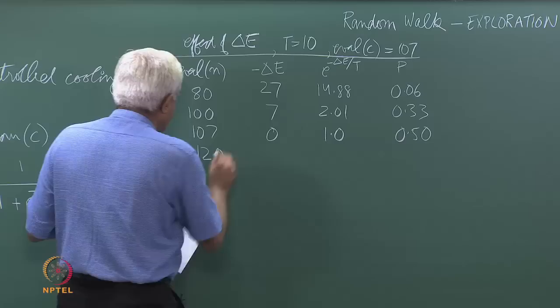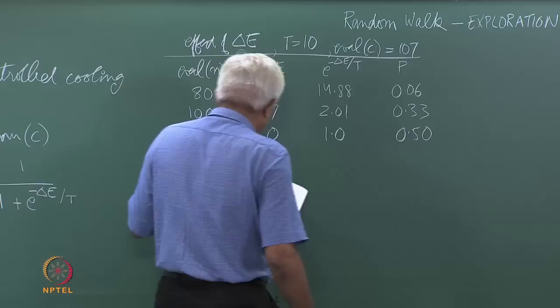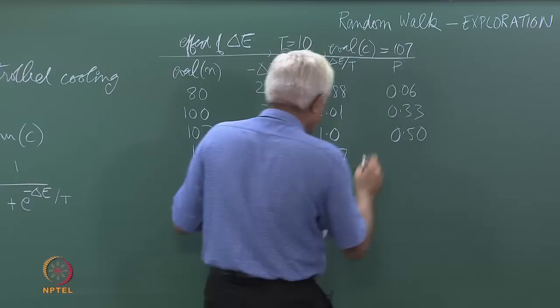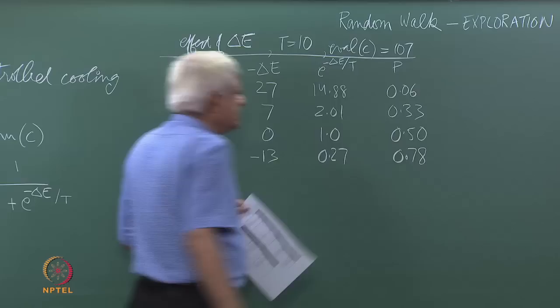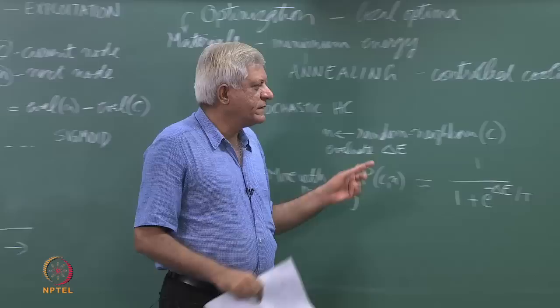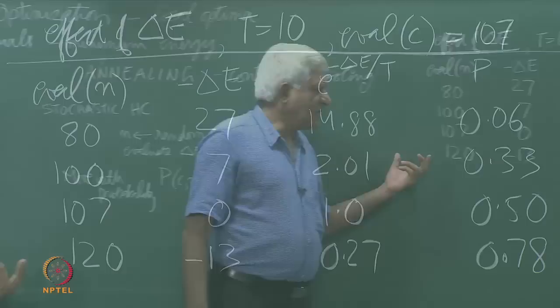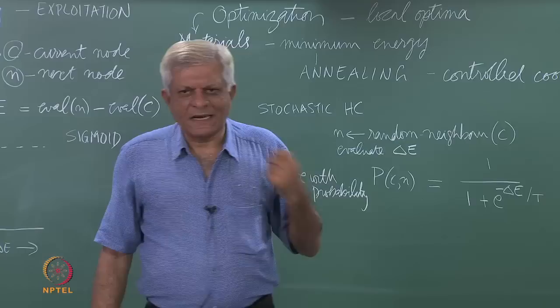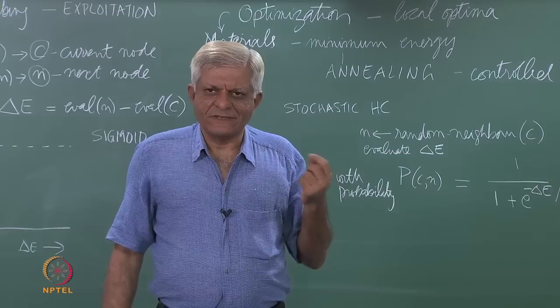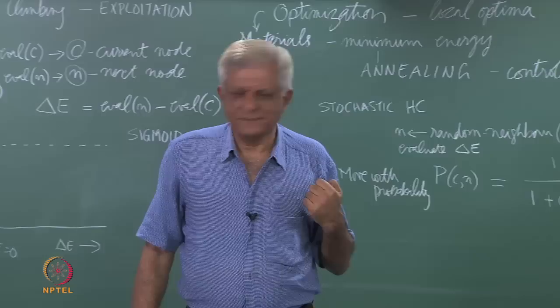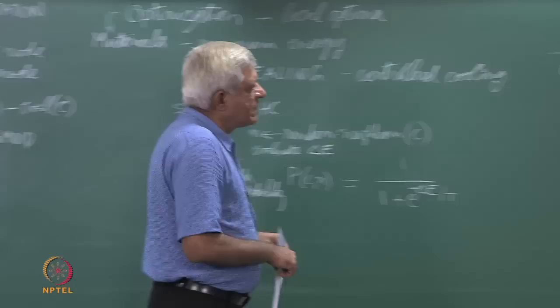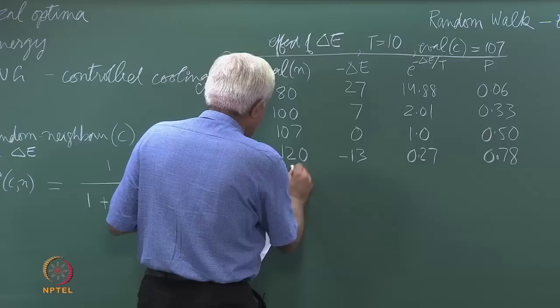Now, let us look at better values. 120, this becomes minus 13, 0.27, 0.78. So, if you find a better value, then we will move to it with probability 0.78. How do we move to it with the probability 0.78? We discussed it in the last class. You generate a random number in the range 0 to 1. And if that number is less than 0.78, you move, otherwise you do not move essentially. Less than or equal to 0.78. One more value, 150, which is much better.